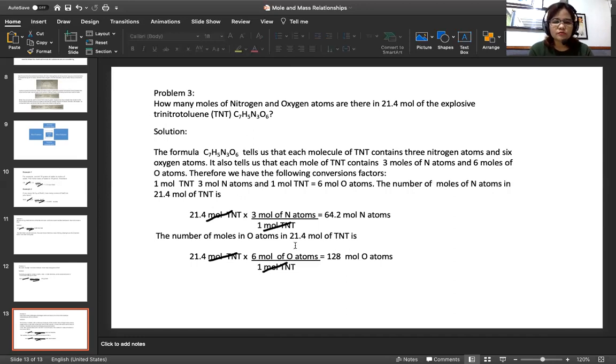For this one, you want to know the oxygen atoms. You will use the given moles of TNT again, but this time you will use 6, because 6 is the subscript of oxygen in the compound. I suggest that you practice how to look for the moles of carbon and hydrogen. I hope you understand.